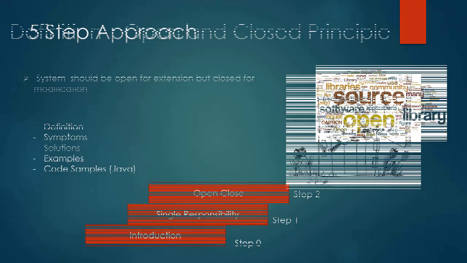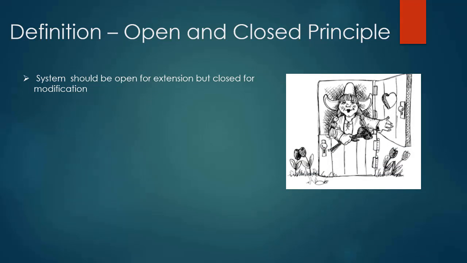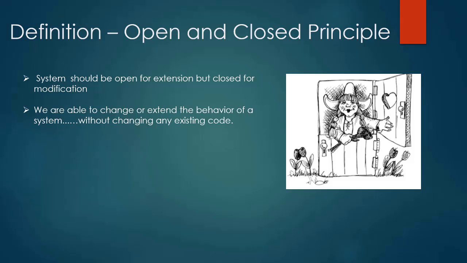So let's get going. The open-close principle states that classes should be open for extension but closed for modification. That is, we are able to change or extend the behavior of a system or a class without changing any existing code. When you hear it the first time, it looks like a contradictory statement. How can something be open for extension but at the same time closed for modification? This principle, if used, will save you most of your development time in the future.